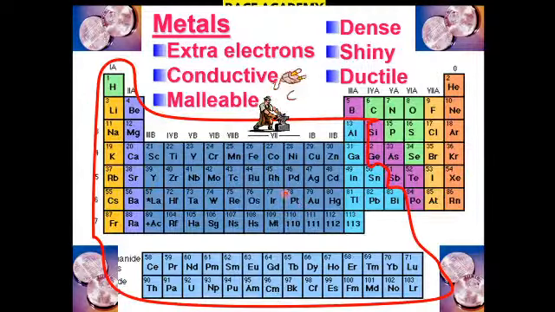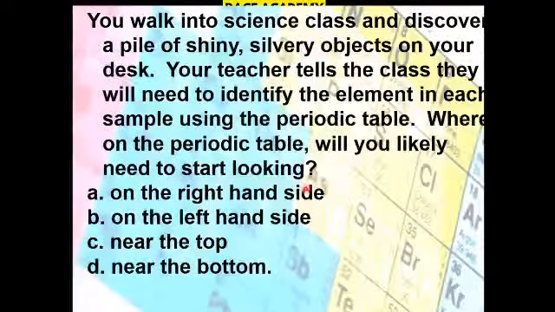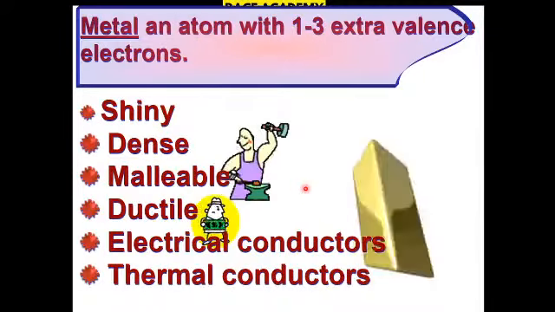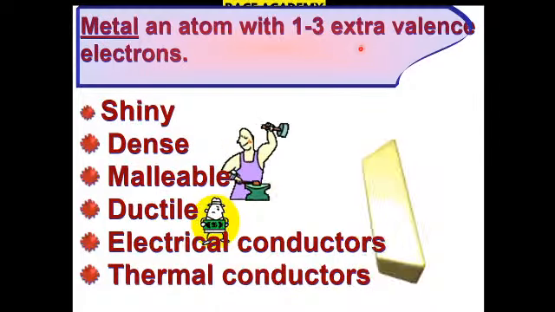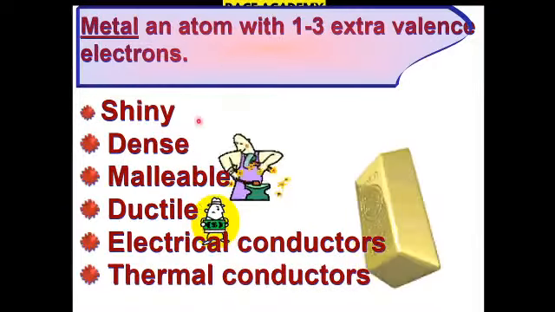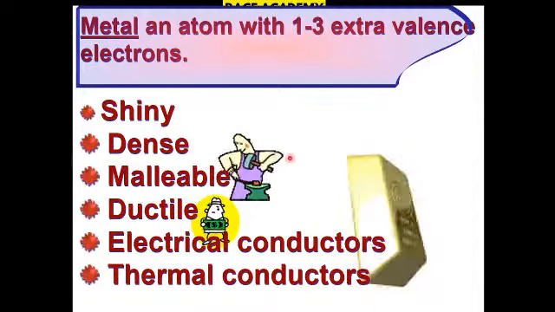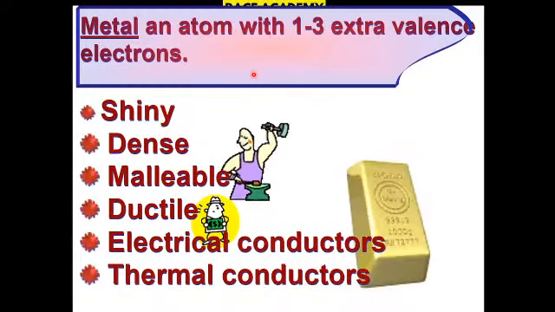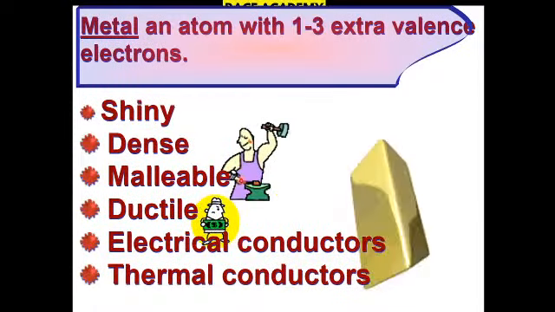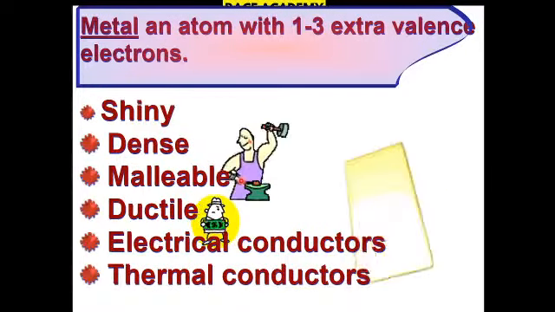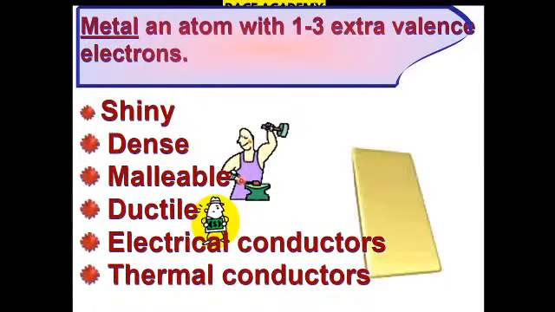Here we have all these locations: hydrogen, lithium, sodium, potassium, beryllium, magnesium, calcium. We also have the D block elements. They have a tendency to exhibit high densities and so on. Next, a metal is an atom with 1 to 3 extra valence electrons, usually shiny, dense, malleable, ductile, and electrical conductors, and they are thermal conductors also. Shining and density are the tendencies of such metals. Malleable means we can make them into wires and sheets.